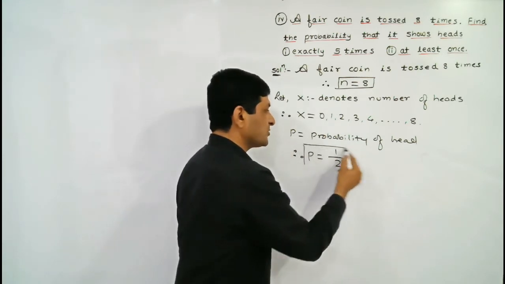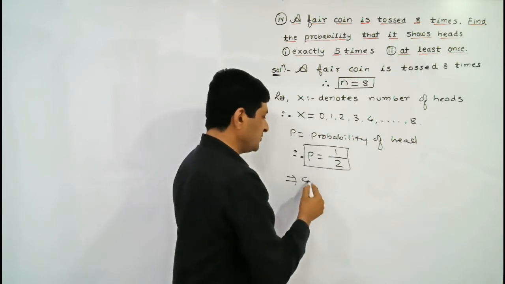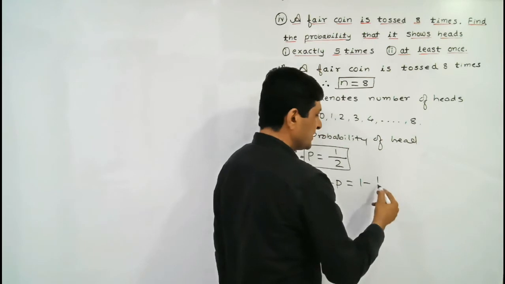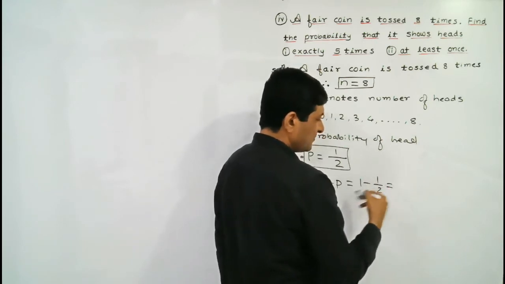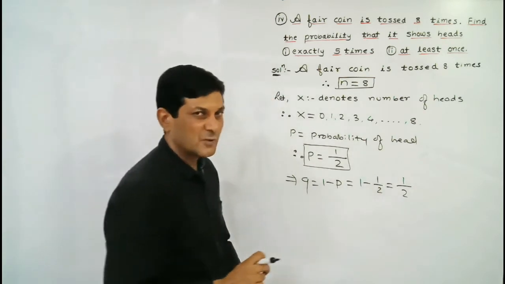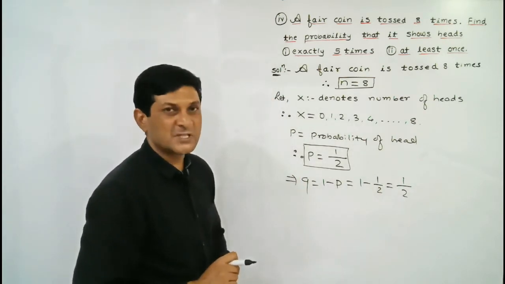So P is equals to 1/2. If P is known to us, Q will be equals to, what is the formula of Q? 1 minus P. So 1 minus P is nothing but 1 minus 1/2, which will be equal to 1/2, means the value of Q is also known to us.